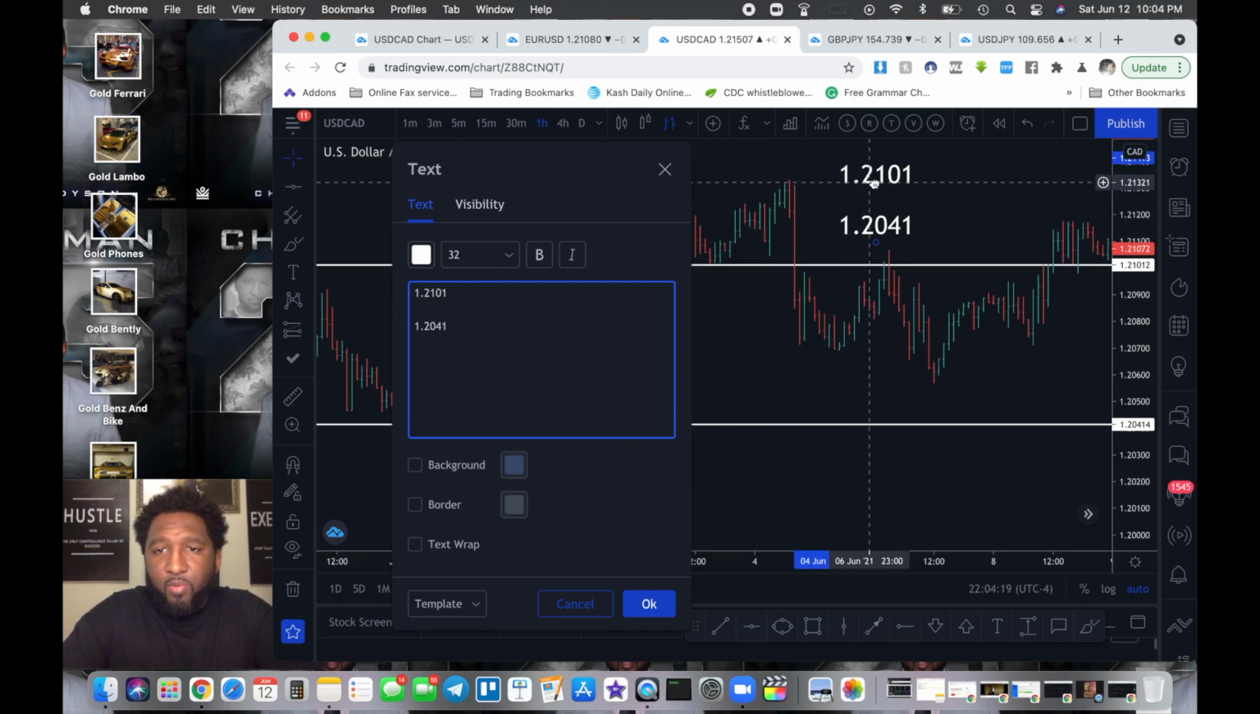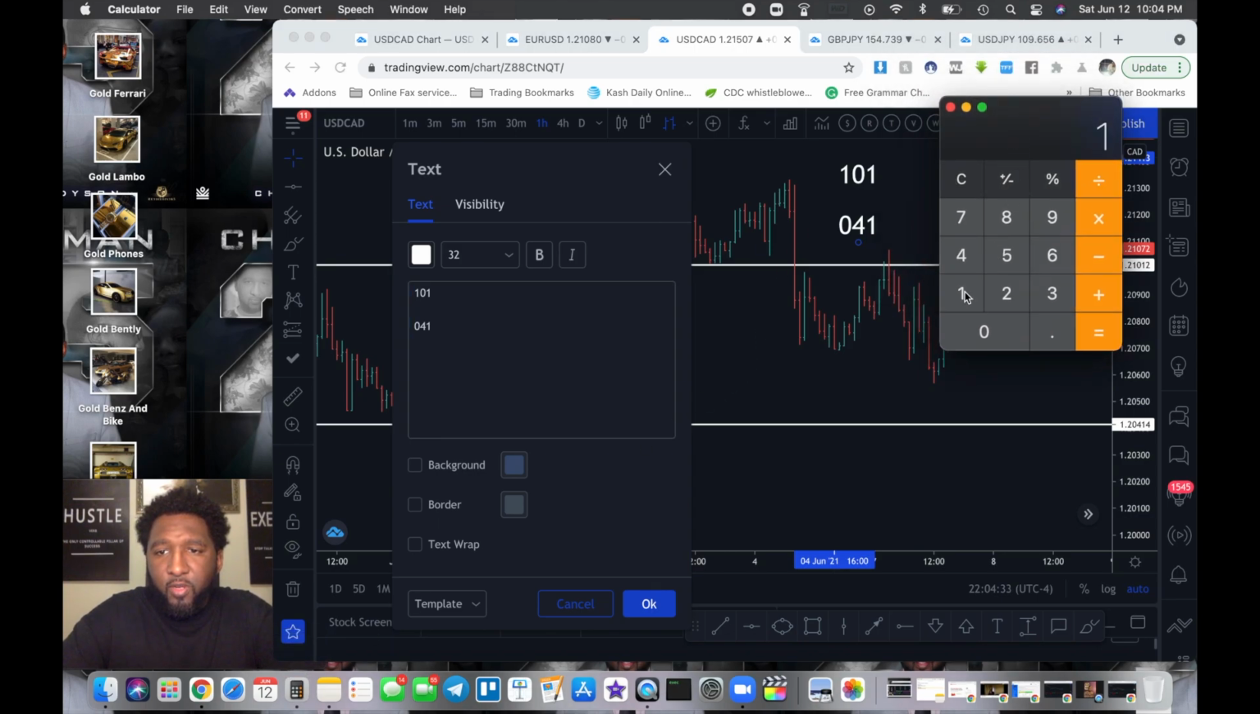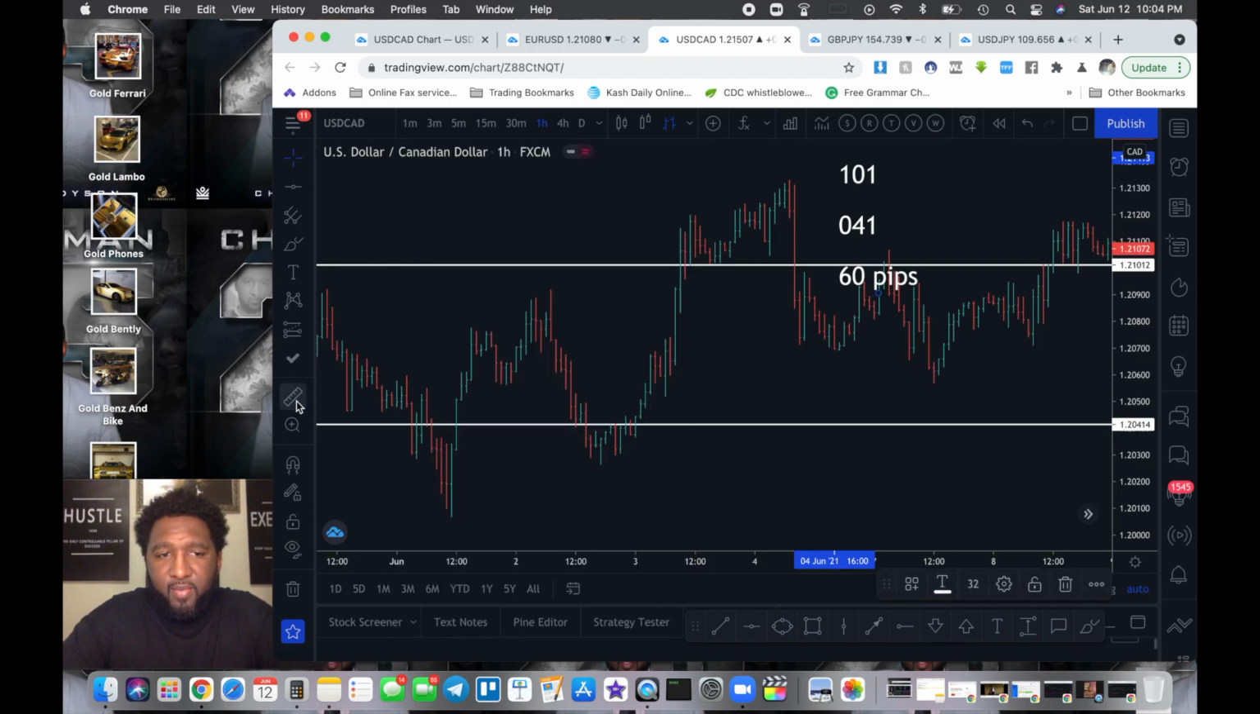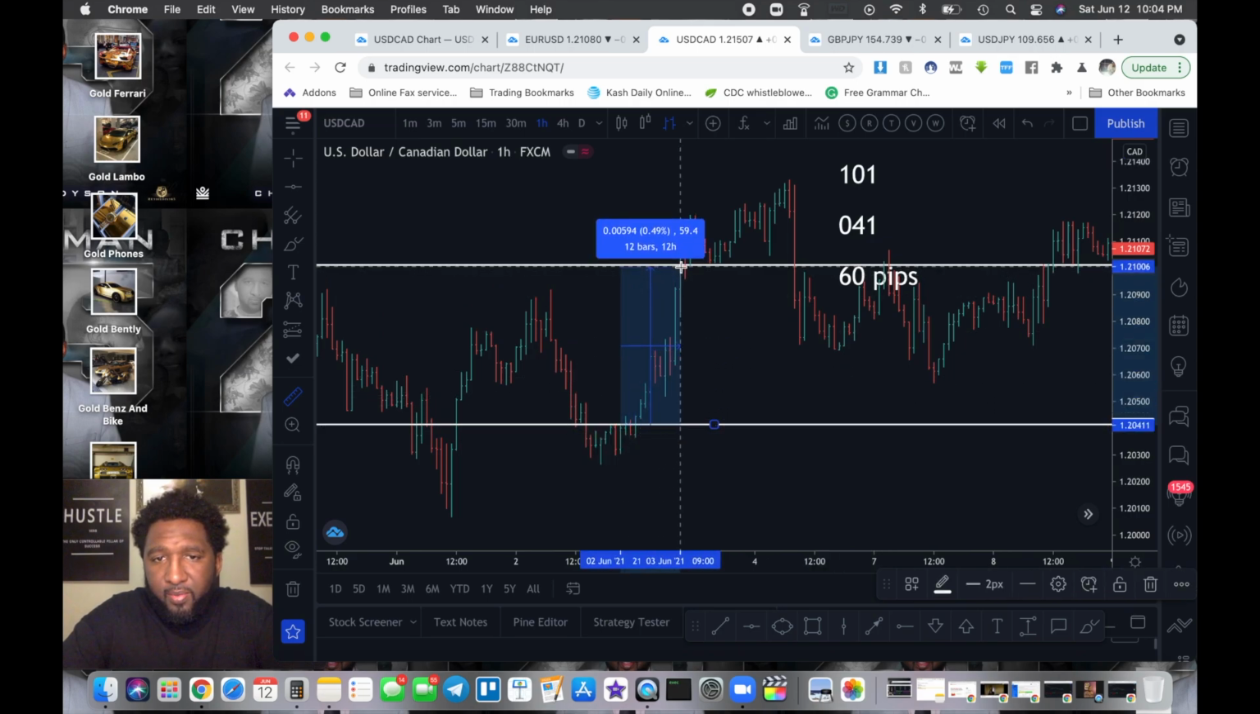Okay, so I can see 1.2 is the same in both, so I'm going to eliminate that in both of these numbers. And then what am I going to do? I'm going to subtract 41 from 101. Okay, and that will give me the distance between these two lines. It's 60 pips. 60 pips is the distance between these two lines. If I take my ruler and draw it out to check if I'm right, ladies and gentlemen, approximately 60 pips between these two white lines. Okay? It's simple, right?